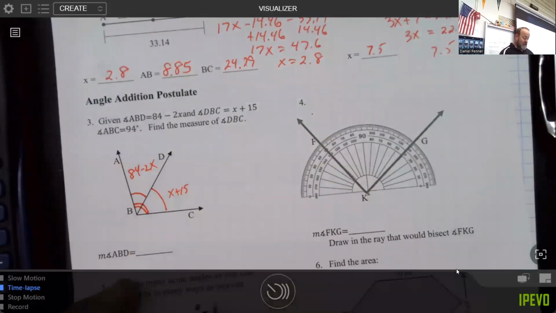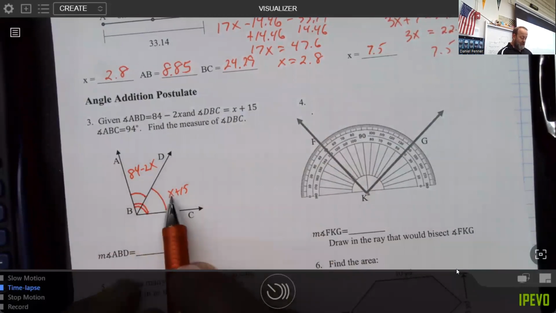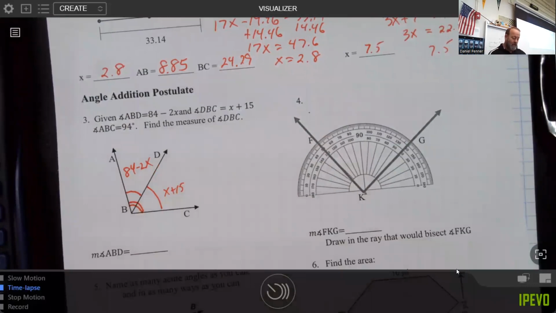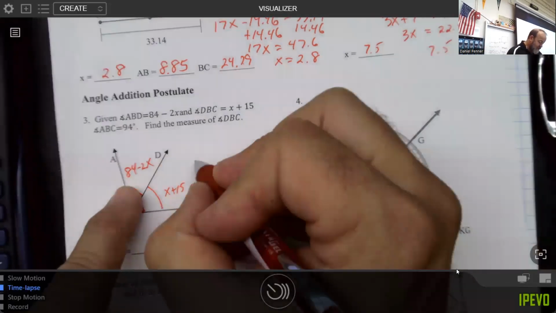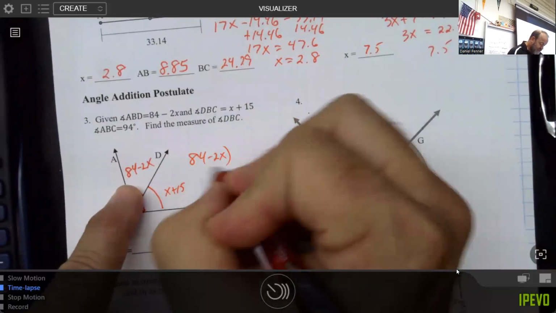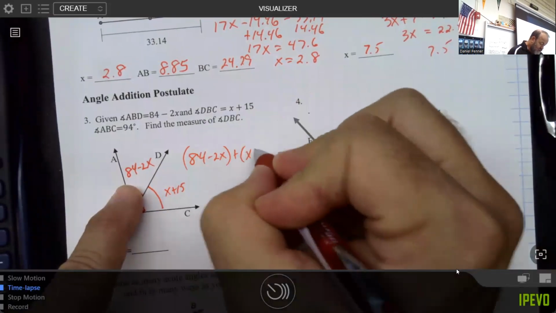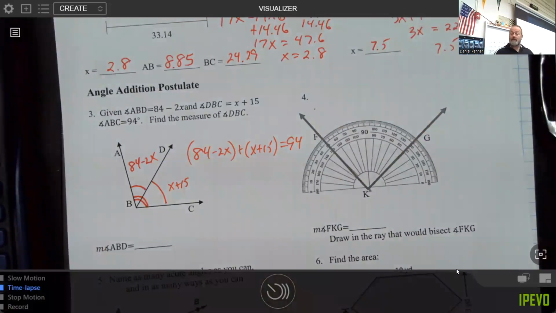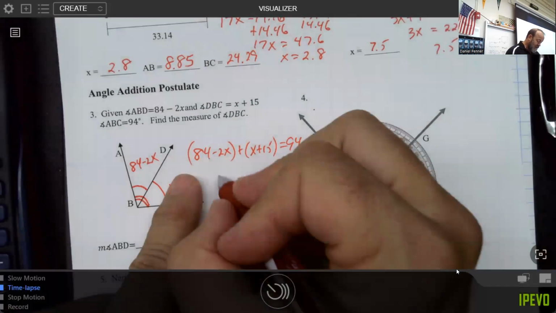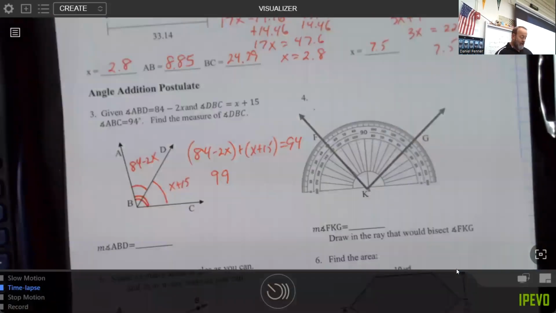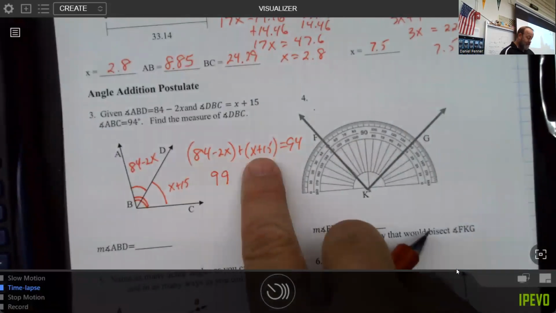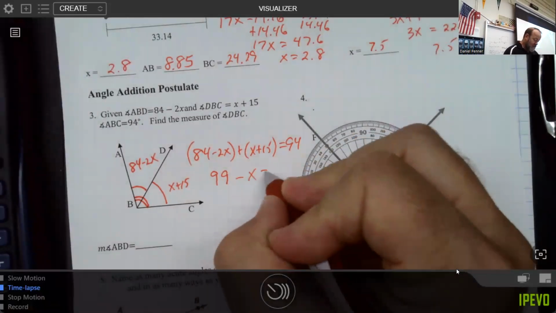So again, what I could say is the top angle plus the bottom angle equals the whole thing. That's the angle addition postulate, that the two parts make the whole. So if I were to add these together, I should get 94. Now I do have to do a little bit of combining like terms, and I have 84 and 15 makes 99. Those are definitely like terms. I have a negative 2x, but a positive x. So if I lost 2x, but I gained one of them back, I still am down 1x.